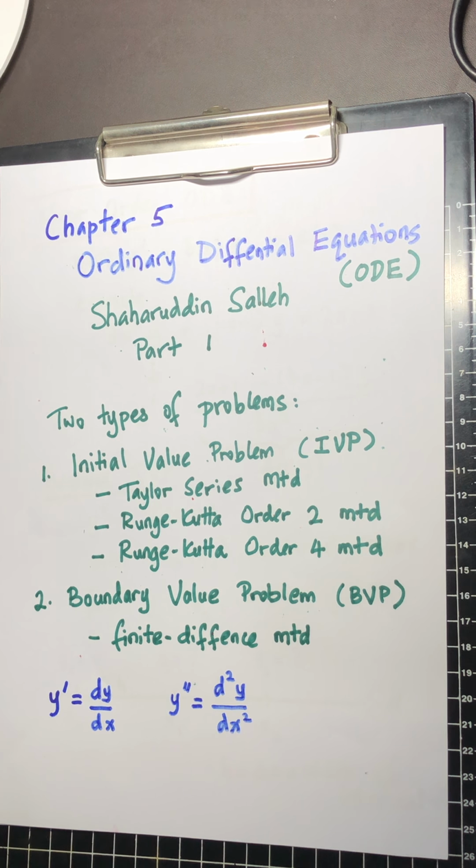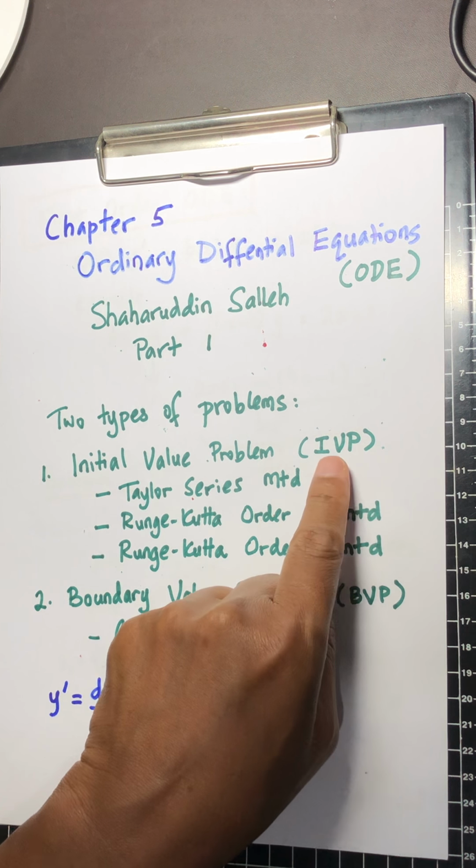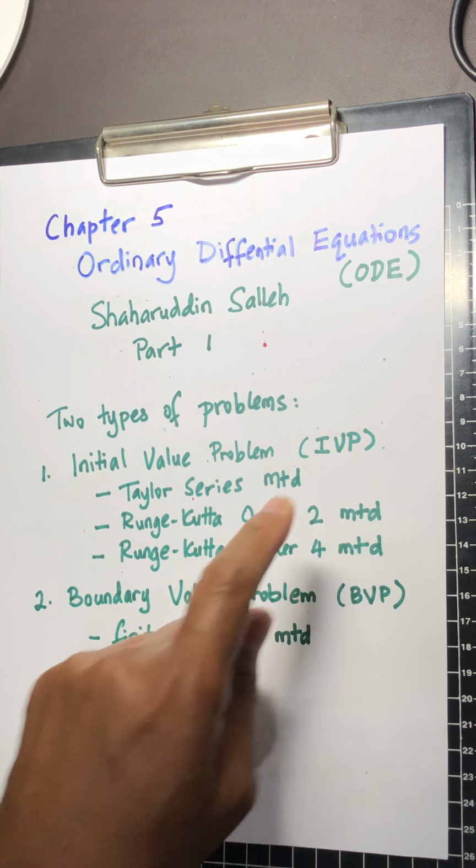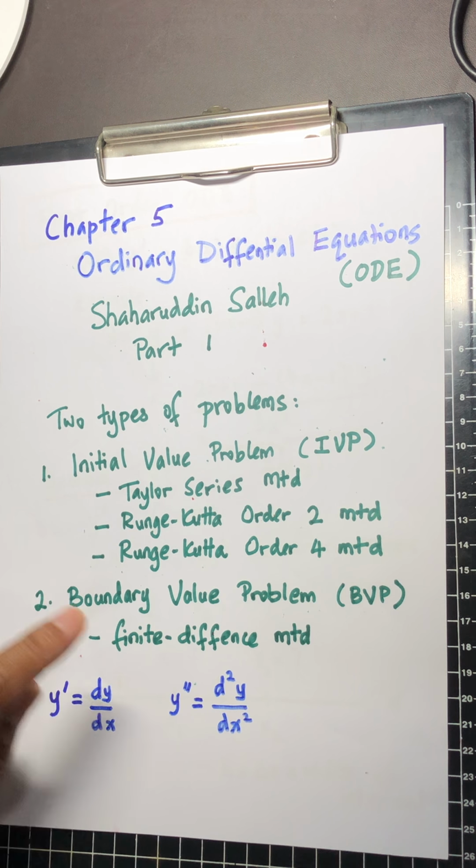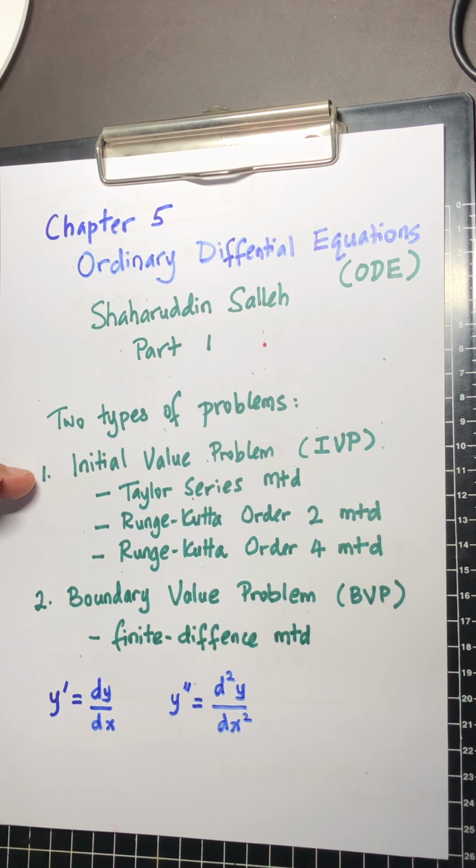Okay, so this is part 1. So we discuss the nature of a problem. Two problems that we are going to discuss is initial value problem, we denote as IVP, and the other one is boundary value problem. We call it BVP for short. So the first problem will involve three methods: Taylor series method, Runge-Kutta of order 2 method, and Runge-Kutta of order 4 method. Well, the other one is a method called finite difference method. So altogether, we will discuss 4 different methods for solving the problem.